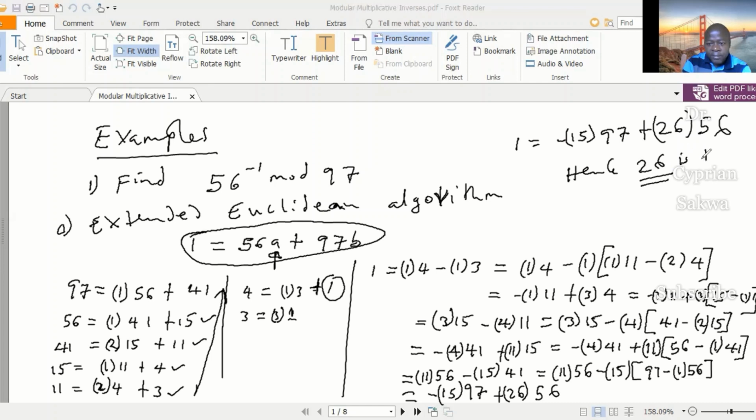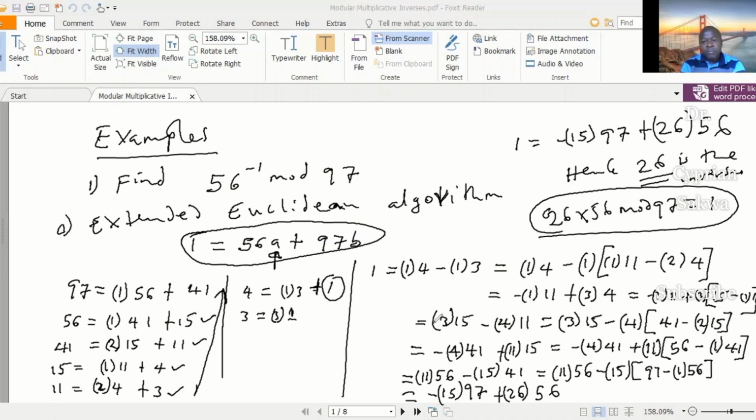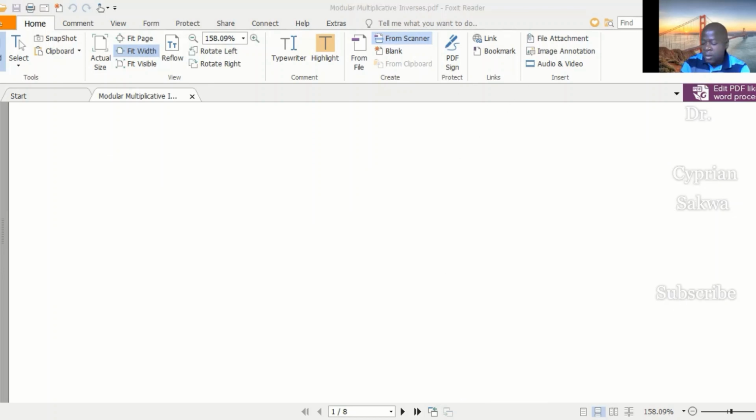It's the inverse. So what that means is that if I multiply 26 times 56 mod 97, the answer will be 1. That's how we use Fermat's theorem, the Euler theorem, and the Euclidean algorithm to do this question. So let's look at another question, and it's the last question that I'll be doing.